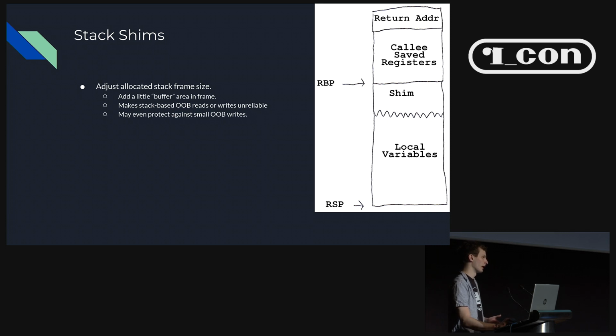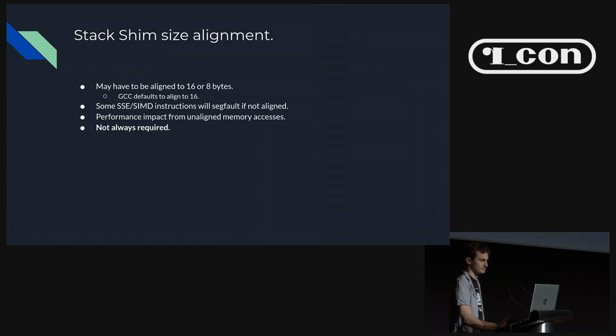If you have an off by 1 error and you put a little stack shim in that's more than 1 byte, well, now your off by 1 error is not overwriting anything important, hopefully. We need to align our stack shims to 16 bytes or 8. GCC defaults to 16, and this is because there are some SSE or SIMD instructions that will segfault if they're not aligned to 16 bytes. There's also a performance impact from unaligned memory accesses, it has to do 2. But this is not always required. If you do not have any SSE instructions in that function, or you just want to roll the dice and see what happens, you can try to align it to 1 or 2 or 4.